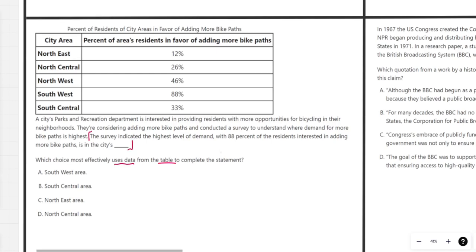Well, I saw this 88%, so I'm just going to look at the graph. I see 88% here in the southwest region, and that is exactly answer choice A. So quick and easy for that reading question.